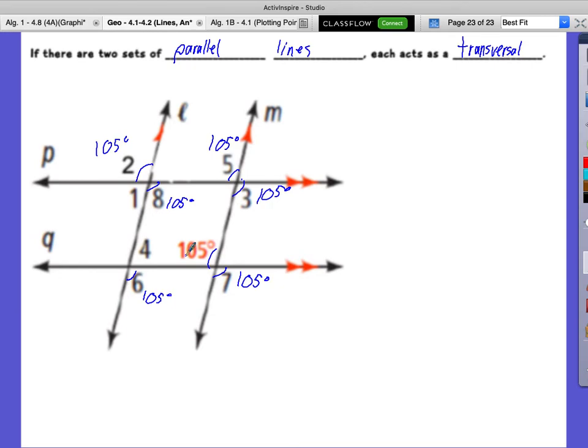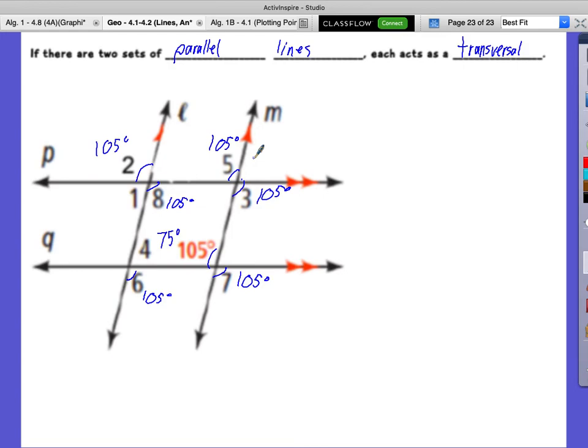Taylor, what are you seeing? 4. What's angle 4 going to be? 75. How do we get that? Because it's on the same line, or it's supplementary to 1 or 7, which is also 105. Or wait, it doesn't have an angle relationship with angle 7, but it has an angle relationship with 8. They are same side what? Same side interior, so they're supplementary. What's another way you can know angle 4, guys?